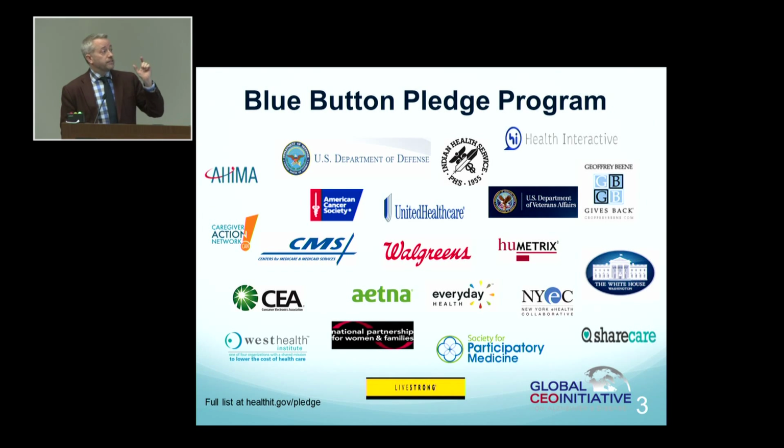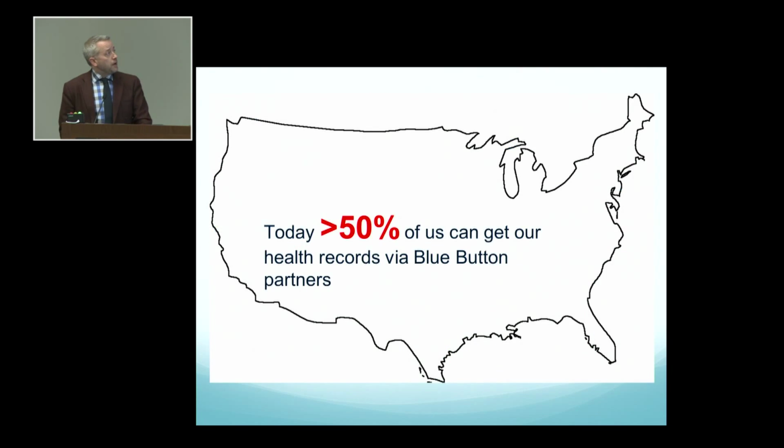Now, there's a significant variation in the way in which those technical specifications that underlie it all work. But if you take a look at all those folks, 50% of us can get our health records via one of those Blue Button partners. So there's a whole host of folks that have already committed to providing electronic access to their information, and they're out there right now. There's some variations in how that happens, and we'll talk a little bit about that next.